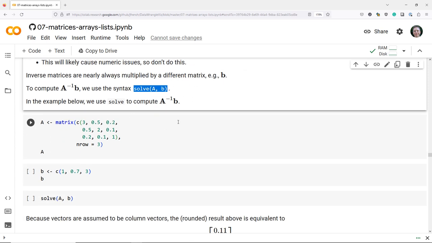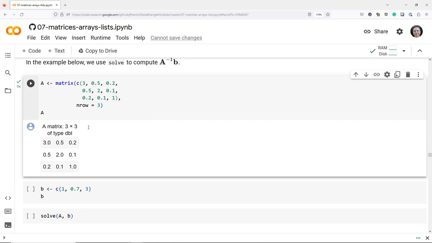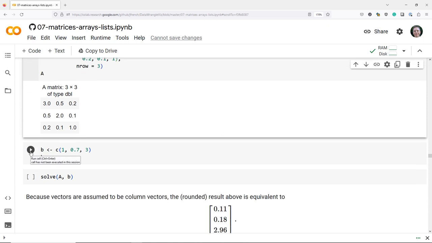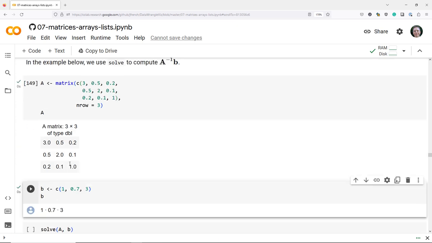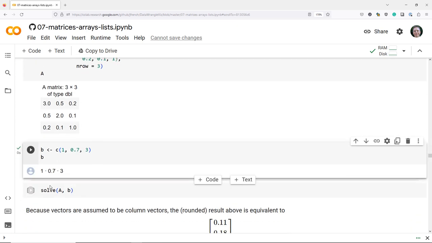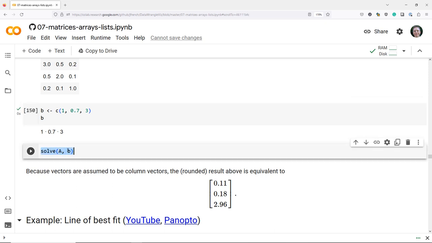So in this example below, we want to use the solve function to compute A inverse b. I'm going to define a matrix A here. This was actually defined in a special way to ensure that the inverse exists. It doesn't always exist. And then I have another matrix, or technically a vector in this case, a 3x1 vector b: 1, 0.7, and 3. And I want to compute A inverse b. To do so, I'm going to run solve, and then in parentheses, A comma b.